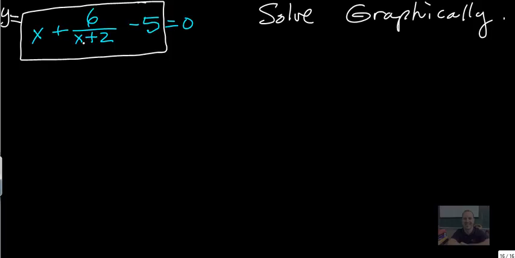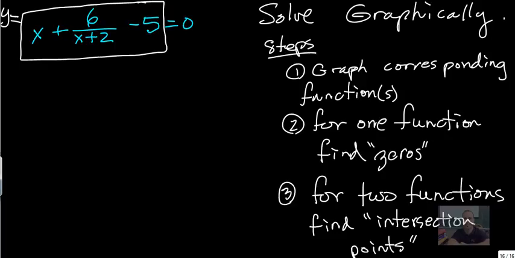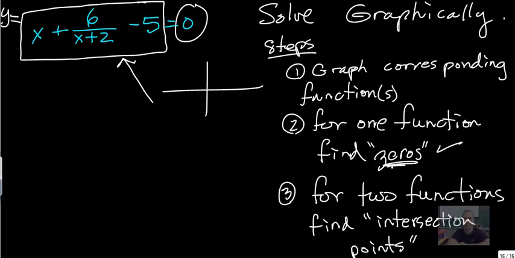So I don't know if you need the steps or not, but here they are. So the steps are as follows. Number 1, graph the corresponding function or functions. In this case, we're going to graph one function because this is just 0 on this side. So we're going to graph y equals 0. That's just the x-axis. So we're just going to graph one function. And then we're going to find the zeros. Okay? And we'll show you how to do that in a second.